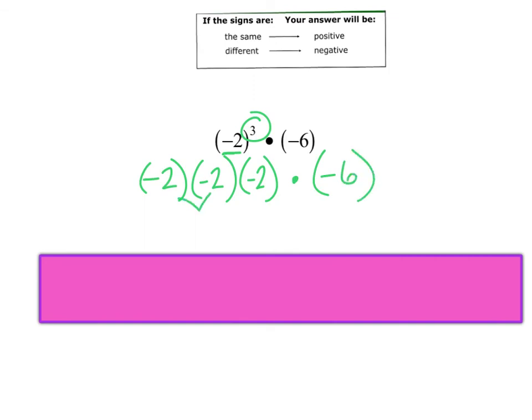So -2 times -2 gives me a positive 4. Then I'm left to do times -2 times -6. 4 times -2 is going to give me a -8, and then I still need to multiply by that -6. Same signs now, -8 times -6, it is a positive 48.